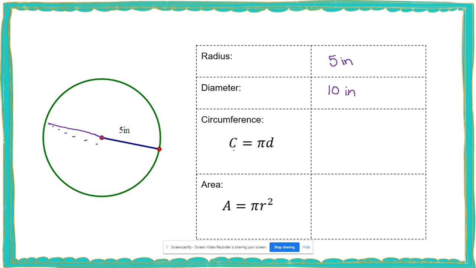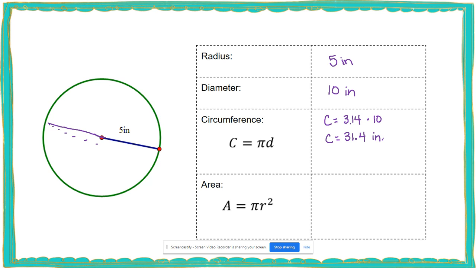So the distance around is circumference, and the formula for circumference is pi times diameter. So to find the circumference of this circle, we're going to use 3.14 for pi, and then we're going to multiply that by the diameter of the circle, which is 10. When I multiply 3.14 times 10, I get 31.4. And I always need to put my units of measure here. So my circumference is 31.4 inches.